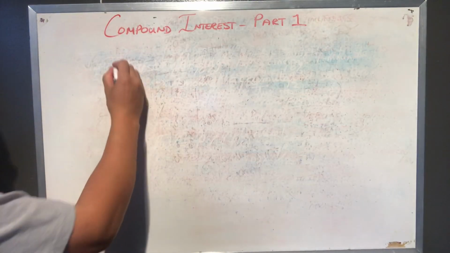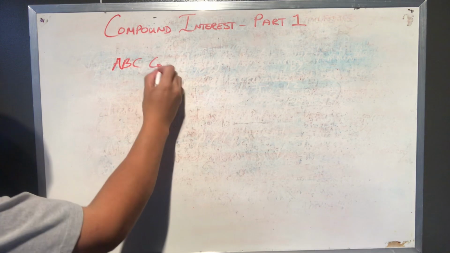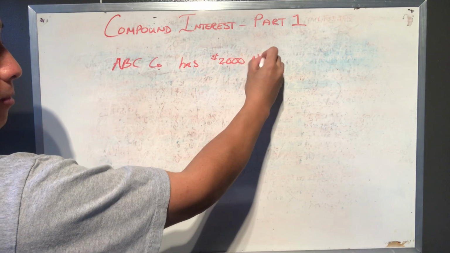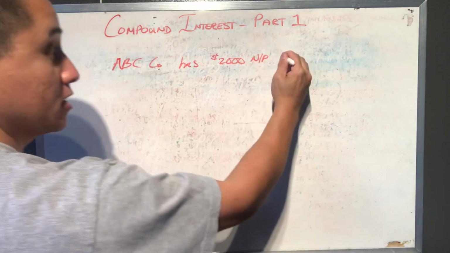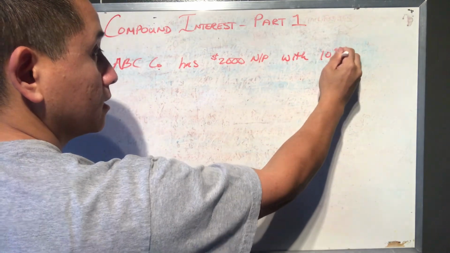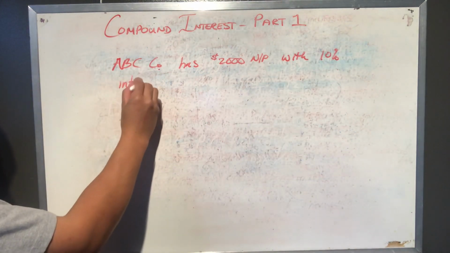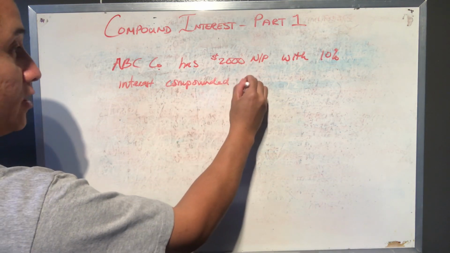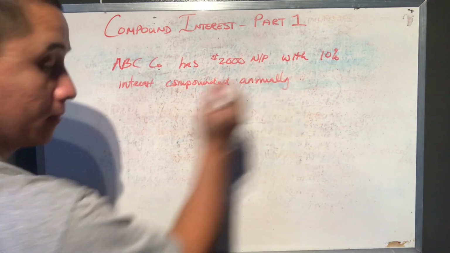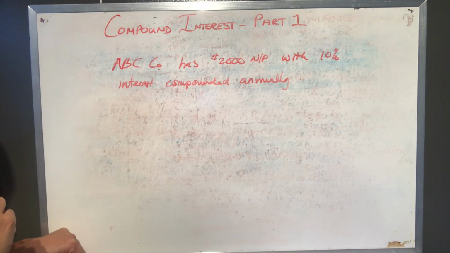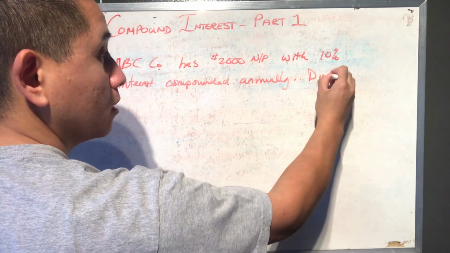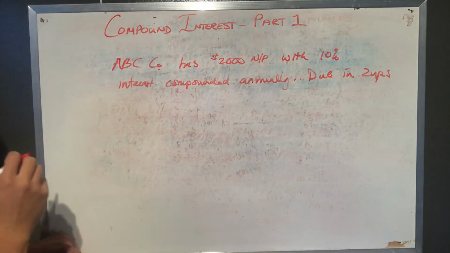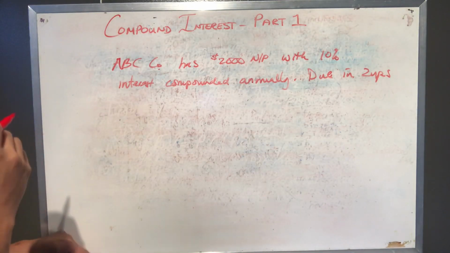So let's say, for example, ABC company has a $2,000 notes payable that's outstanding with 10% interest, and that's compounded annually. Now, it's due in 2 years, and upon maturity, what is the future value?